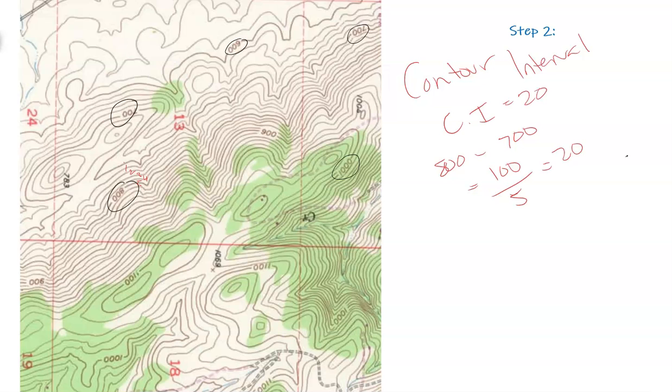Now, why do we care? Well, again, we can use gradient for this, as well as a consistent contour interval. And we can also use this to create our profiles, our cross-section. So step 2 is acquire or get the contour interval for the map.